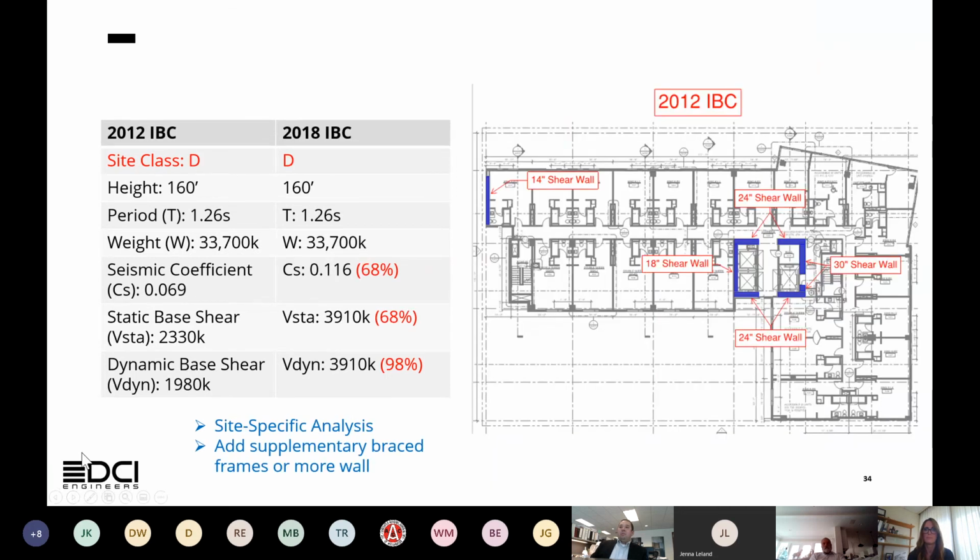This is a floor plan of that same project. That is the lateral system that we eventually ended up with. And you can see that this is, again, a cast-in-place concrete shear wall system. So we took the same building.